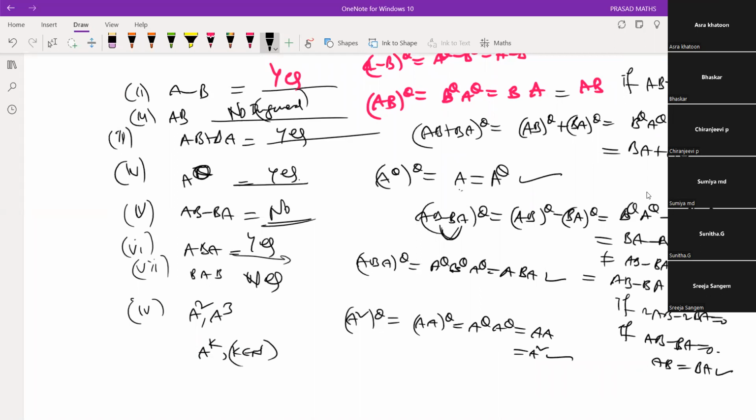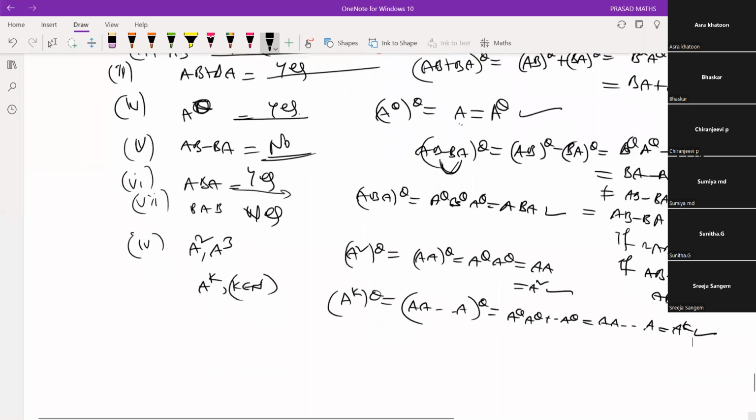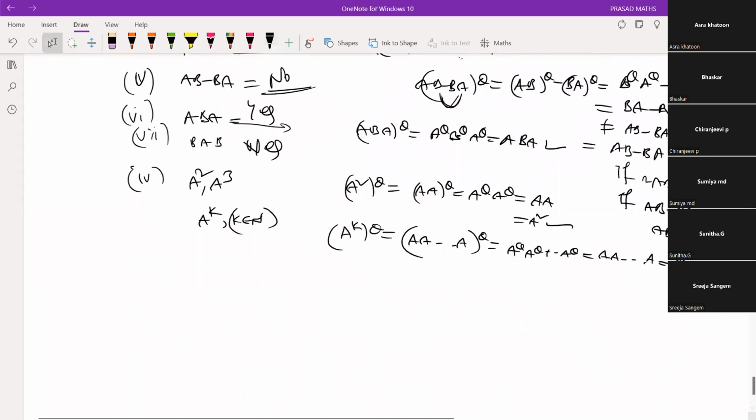Now what about A power K? A power K is also Hermitian, because (A into A into A into A)^θ is nothing but A^θ, A^θ, A^θ, but A is Hermitian, so A into A into A into A, K times. This is A power K. Therefore the product of Hermitian matrices is always Hermitian. Integral powers of a Hermitian matrix are always Hermitian. Is it clear?